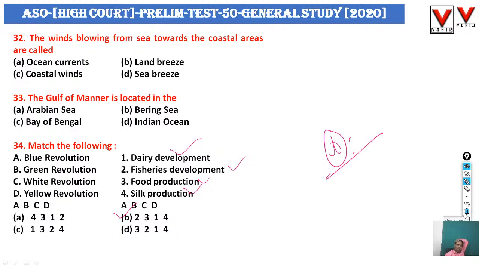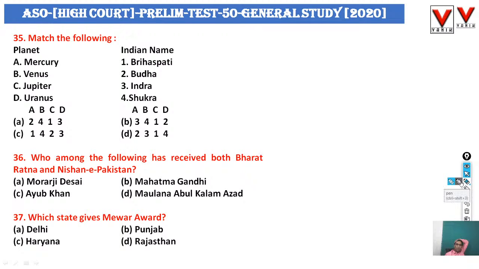34, right answer is B, and we are going to proceed further, and that is question number 35. This question gives the planet names, and they are going to ask the Indian names of those planets. Mercury in Indian name is known as Buddha. Venus is known as Shukra, Jupiter is known as Brihaspati, and Uranus is known as Indra.